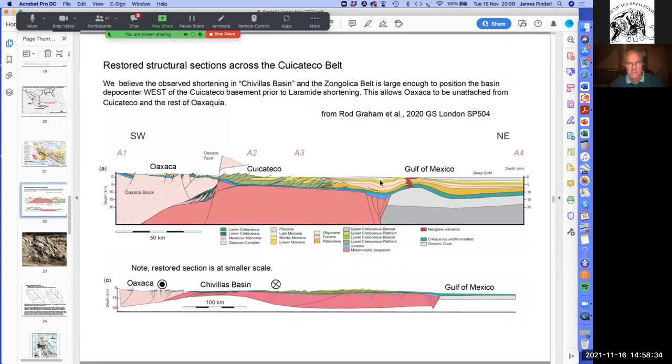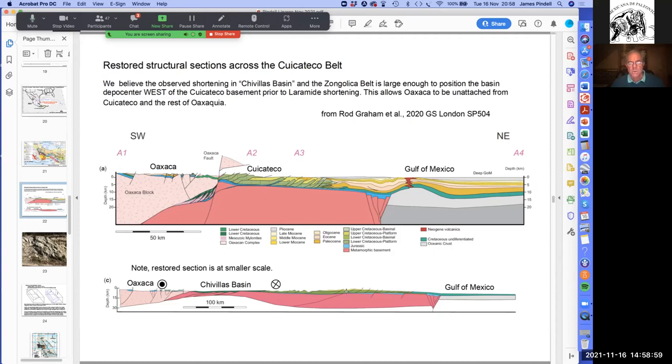Here is a cross section that we made. This is by Rod Graham in his paper just 1 year ago. Up on top of the Quiqueteco and in the Sierra Juarez, we have a lot of folded and thrusted Cretaceous section. When you try to take out all of the shortening and pull back all of these pieces off of the next one, it all has to be stretched out back to the west.